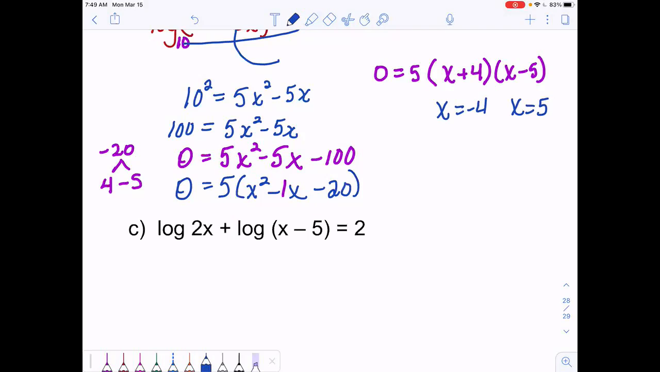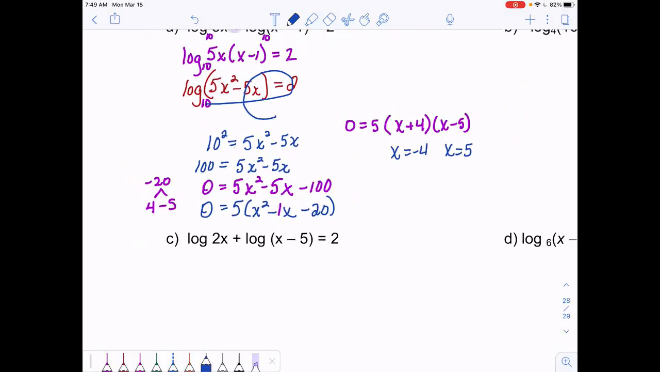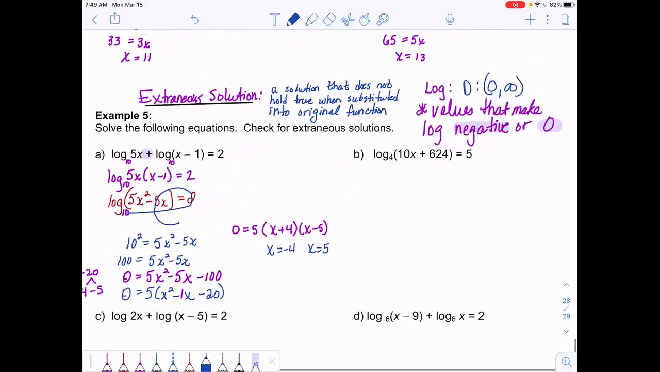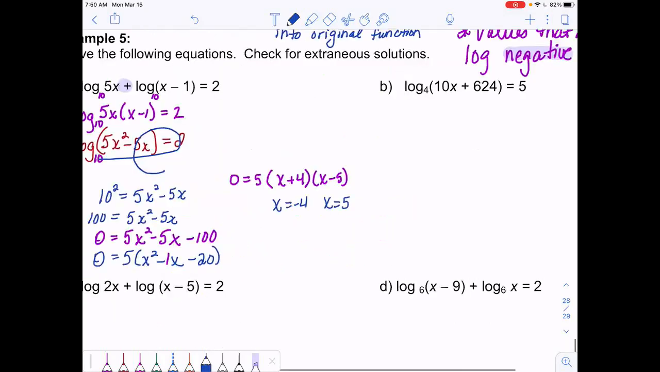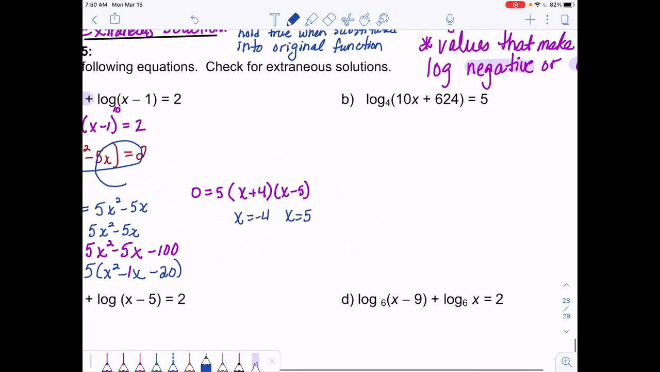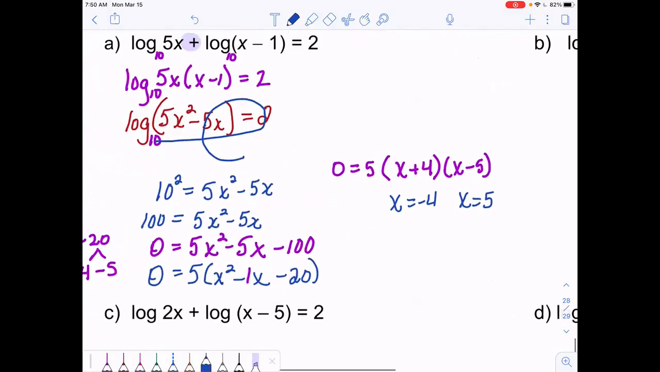Any questions? Way more involved than the other problems that we did. Not necessarily difficult because we've done all the concepts so far, just a little more involved. So the last thing, you need to check for extraneous solutions. An extraneous solution would be a value that makes the log negative or it makes the log 0.